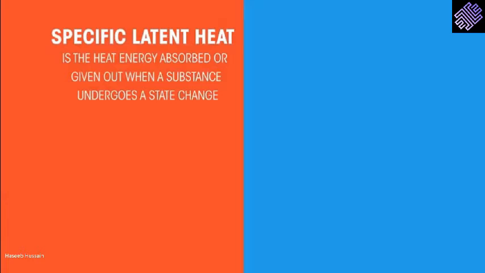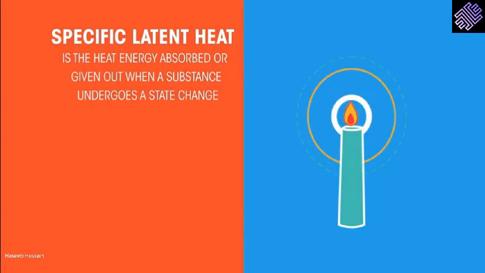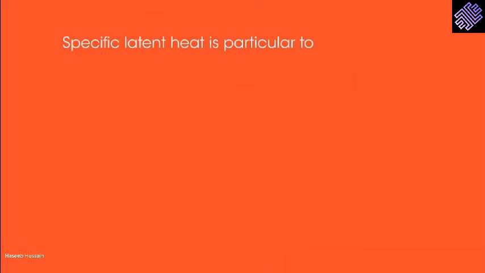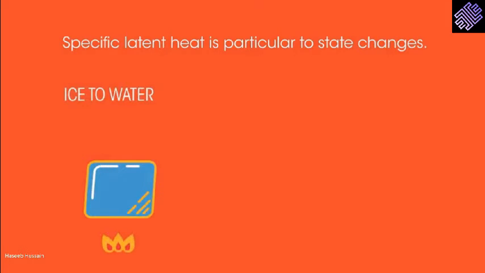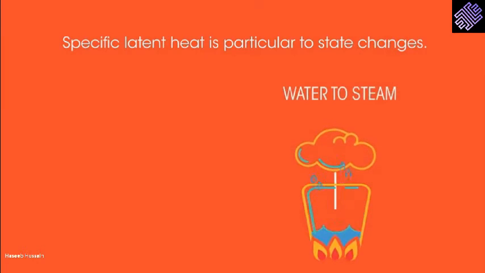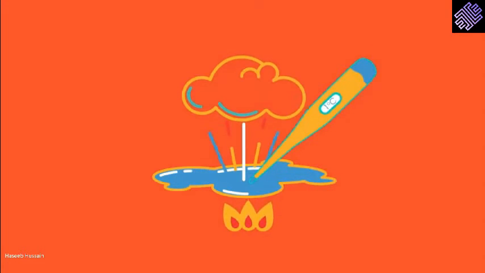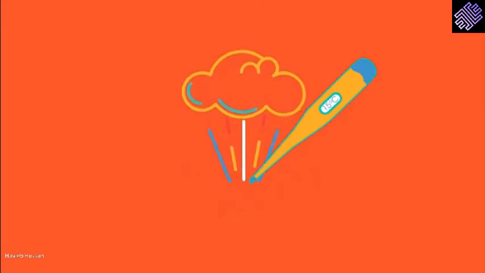Specific latent heat is the energy absorbed or given out when there is a change of state. For example, heat energy absorbed when a candle burns and solid wax melts. Two things are important. Firstly, specific latent heat is particular to state changes, meaning the specific latent heat required to change ice to water is different to the specific latent heat to change water to steam. Secondly, there is no change in temperature during this change of state. Temperature remains constant. Temperature will only change once the change of state has completed.